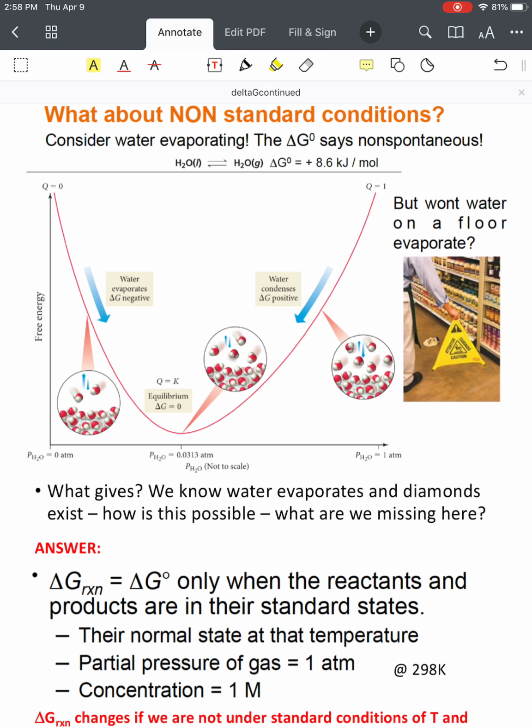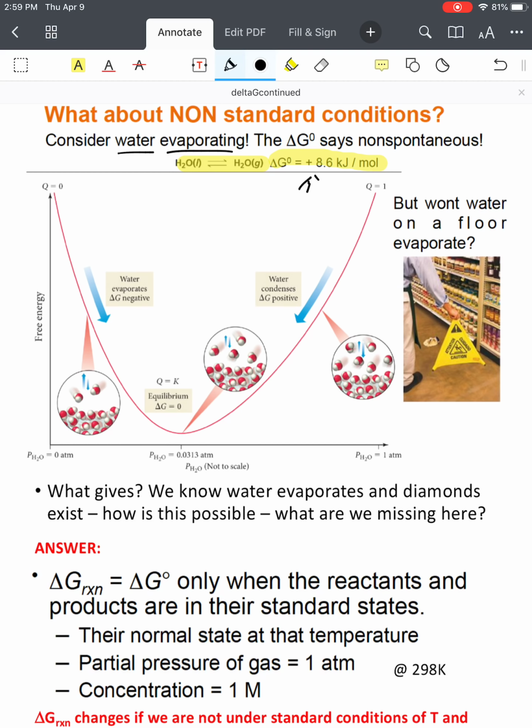And to start off this discussion, what I want you to think about is just a thought experiment that's really common in your life. Water evaporating, right? Everybody's spilled some water on the floor, maybe at your house, your workplace. And after a while, that water just evaporates and it kind of goes away, right? Now, here's the thing. If you look up the delta G0 for evaporation of water, that is water liquid evaporating to water gas, you will find that the delta G0 is a positive 8.6 kilojoules per mole. Isn't that amazing?